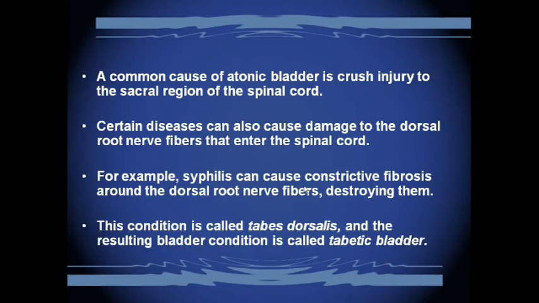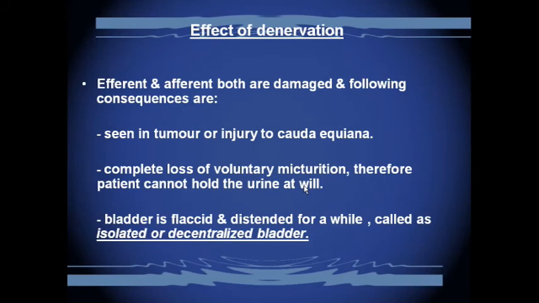Automatically urine is coming. The common cause of atonic bladder is crush injury to the sacral region of the spinal cord, and certain diseases can also cause damage to dorsal root fibers, like tabes dorsalis in syphilis. It is a tabetic bladder. Now, the effect of denervation.